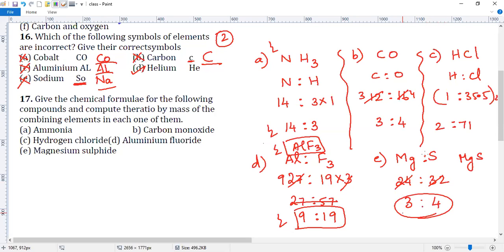In all of these subdivisions, for writing the formula, it is half a mark, and for the final ratio, it is half mark. So totally 1 mark for each. 5 subdivisions are there. So 5 marks for this question.